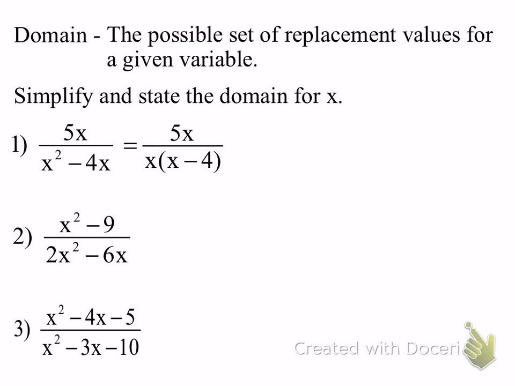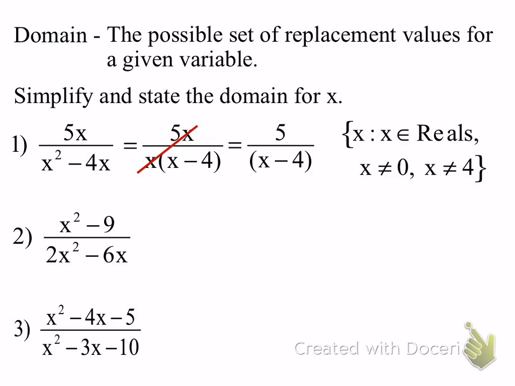But now we're going to simplify. The domain really has nothing to do with simplifying. We're simplifying, and I'm left with this. But it's saying simplify and state the domain for x. x is such that x is an element of the reals, but x cannot equal 0 or 4. Do you understand?